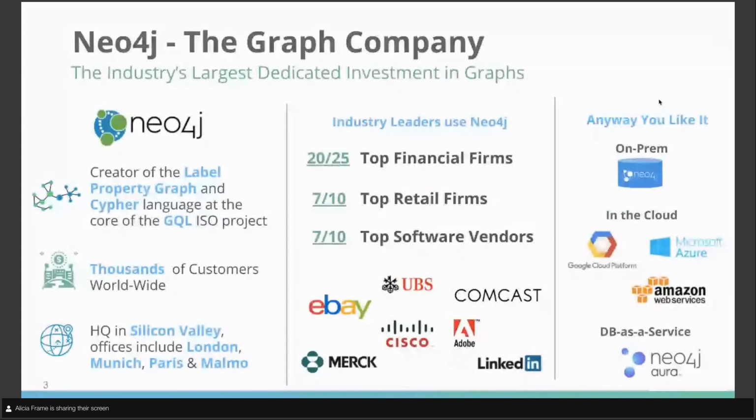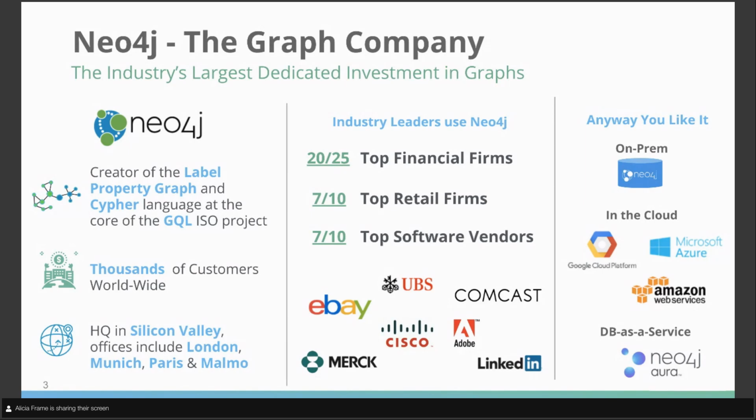If you're not familiar with Neo4j, we basically created the labeled property graph as well as Cypher, which is our query language. If you're familiar with SQL, Cypher is how you query graph data. We have thousands of customers worldwide. We have offices in Silicon Valley, London, Munich, Paris, and Malmo. We're widely used, especially in the financial sector, retail, software vendors, as well as in the life sciences, which is what we'll be talking about today.